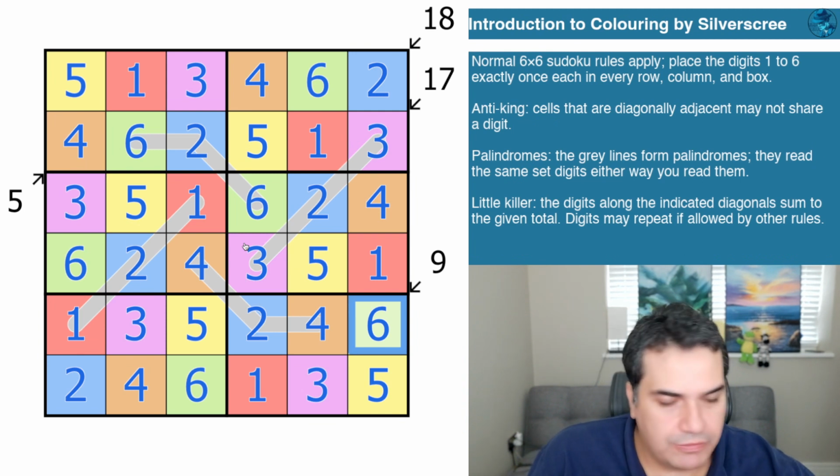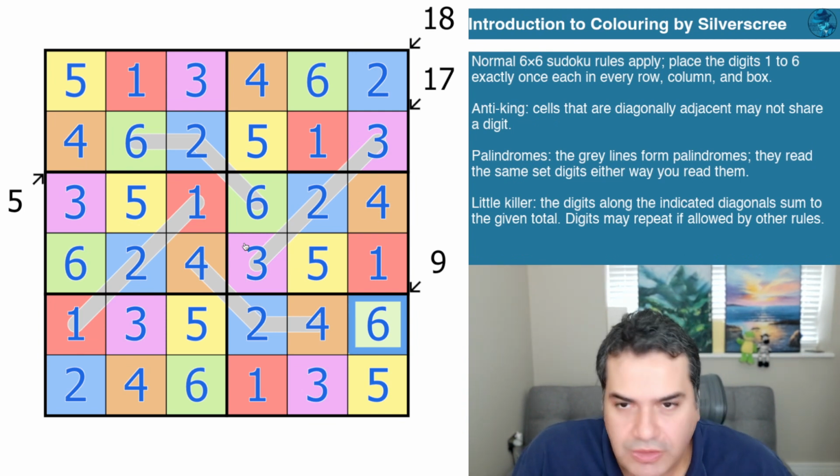Lovely puzzle, Silverscree. Although I'm aware that there is another one from you that's even higher rated than this one, but I think this was fantastic.